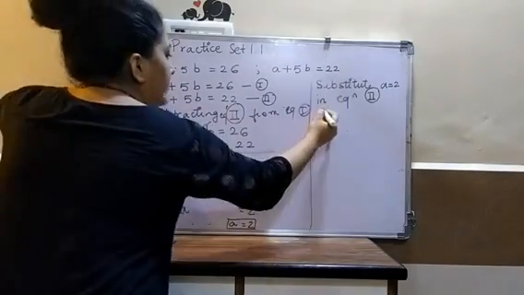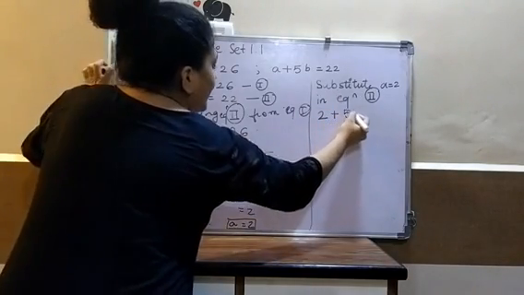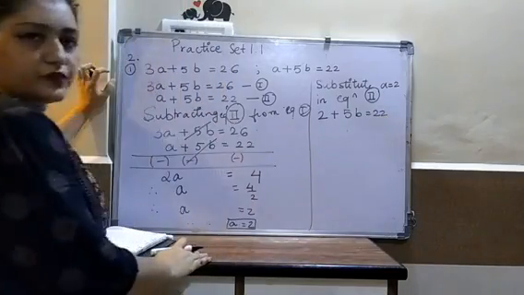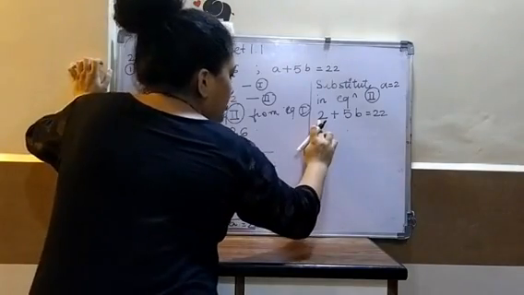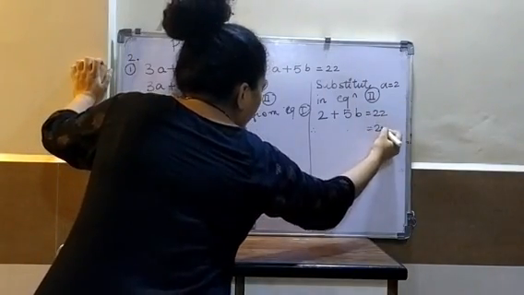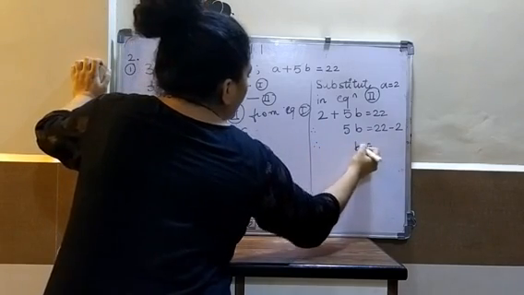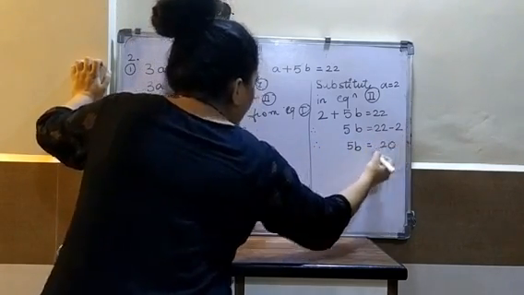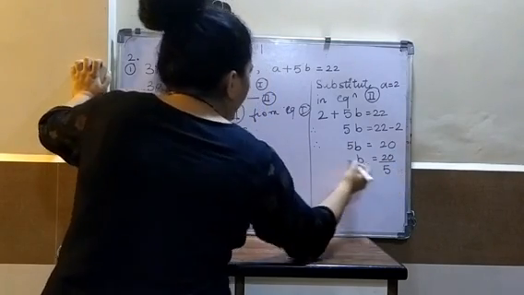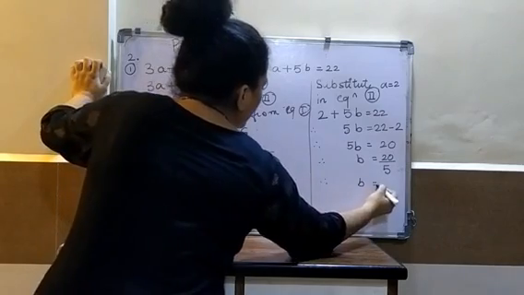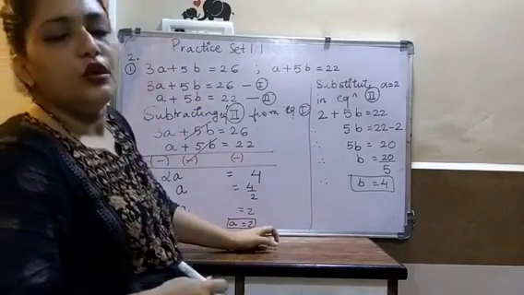In place of a, what I will substitute? I will substitute 2. Then plus 5b as it is equal to 22. So in place of a only I have substituted 2 over there. Now plus 2 becomes minus 2 there. Okay, plus 2 becomes minus 2, then 5b is remaining. 22 minus 2 is 20. Into 5 becomes divided by 5. Then the value of b is equal to 4. So value of b is equal to 4 we got.